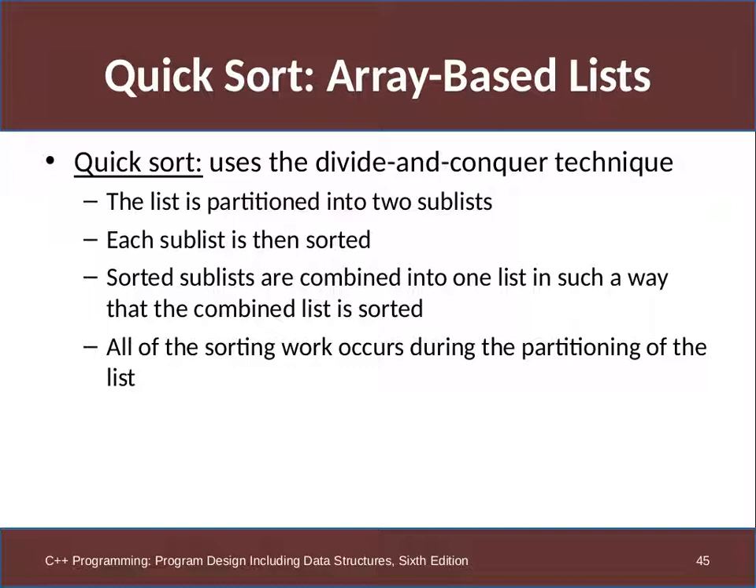So first off, quicksort uses the divide and conquer technique. The list is partitioned into two sublists, and then it sorts each sublist. Sorted sublists are then combined into one list in such a way that the combined list is sorted. All the sorting work occurs during the partitioning of the list. So you cut it in half, and then you sort.